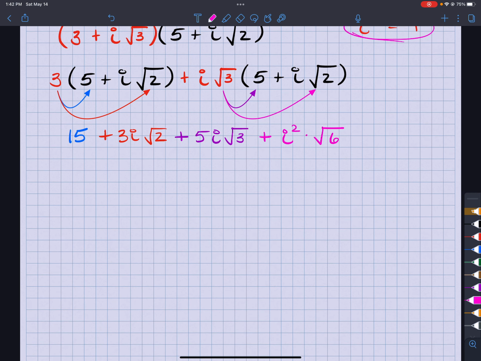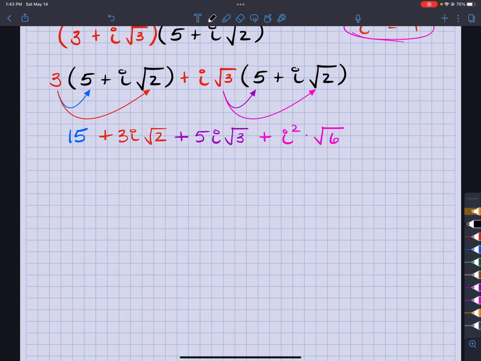So now the other question to ask is, are these two like terms? And the answer is no, they're not like terms. The 3i and the 5i could have been added together, but because one's a radical 2 and one's a radical 3, we can't actually add these together because the radicand, the inside of the radical, are not the same. And also, similarly, I can't add the 15 with the negative square root of 6. So therefore, they also stand alone.